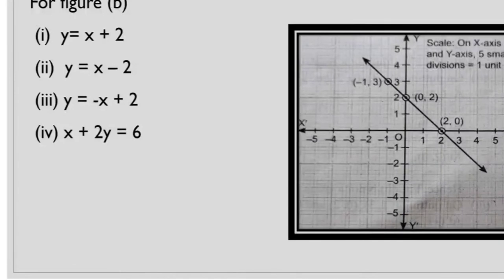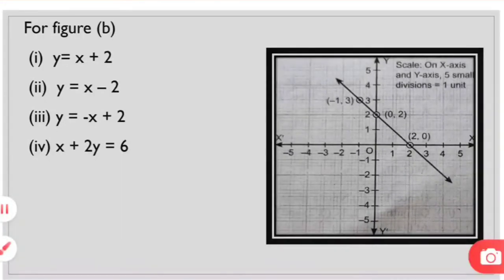graph. Here you can see in the graph that we are having again 3 points, minus 1 and 3, 0, 2 and 2, 0. These are the 3 pairs of solution for which the graph has been represented. So we will follow the same procedure. We will use all the 3 pairs of solution, insert in the given equation and check whether the points are satisfying the equation or not.